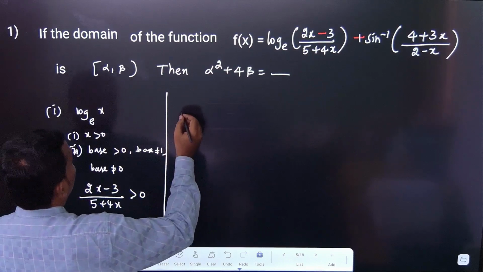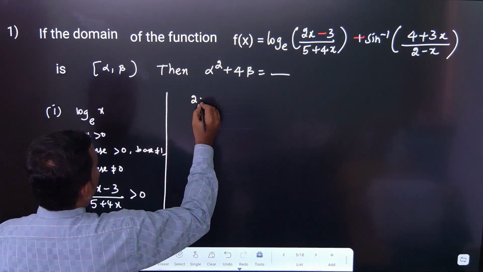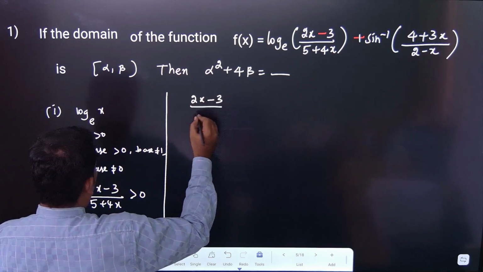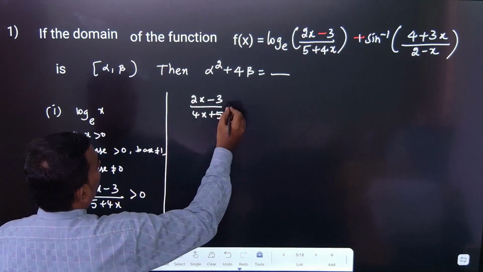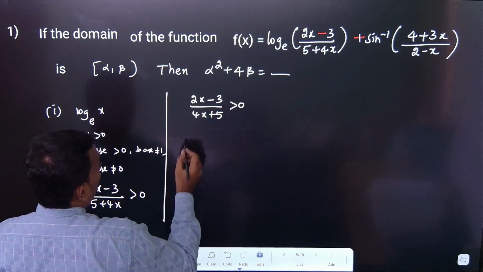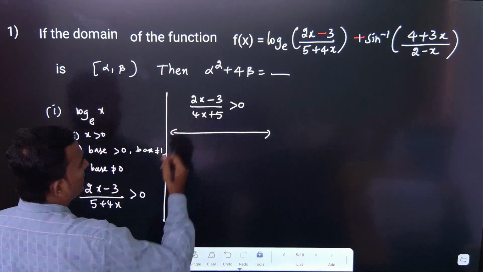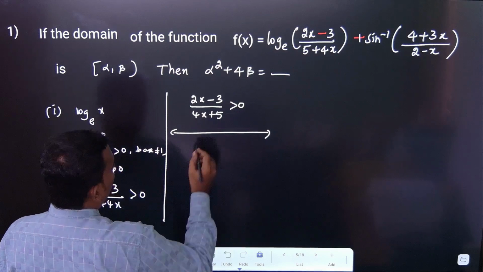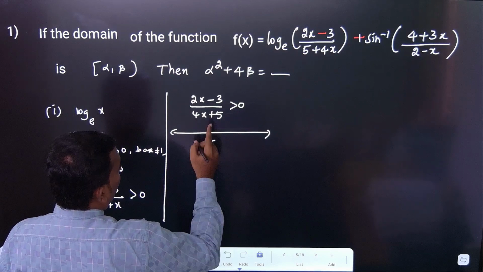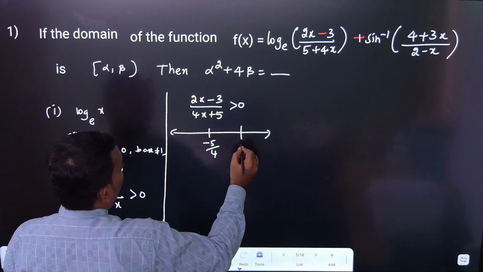You can use the Wavy Curve method. (2x − 3)/(4x + 5) is strictly greater than 0. What are the critical points here? Just equate to 0. 3/2 is one critical point, and minus 4 by 5, sorry, minus 5 by 4, right? And then 3/2.